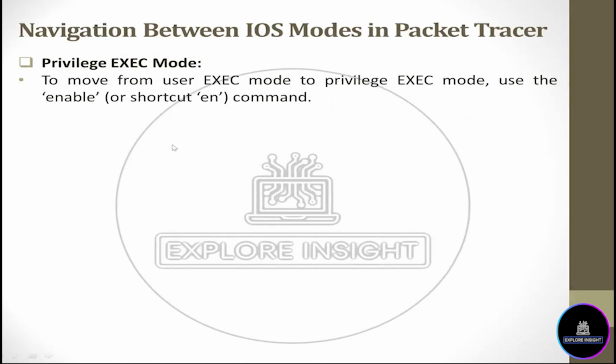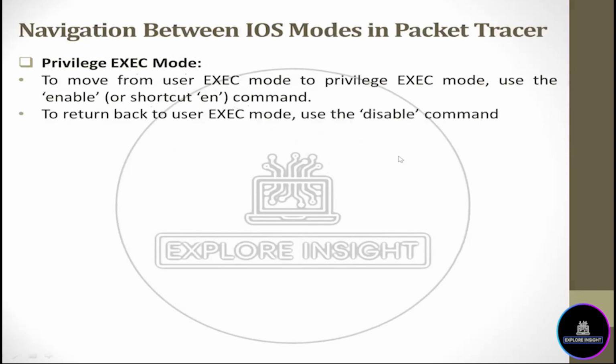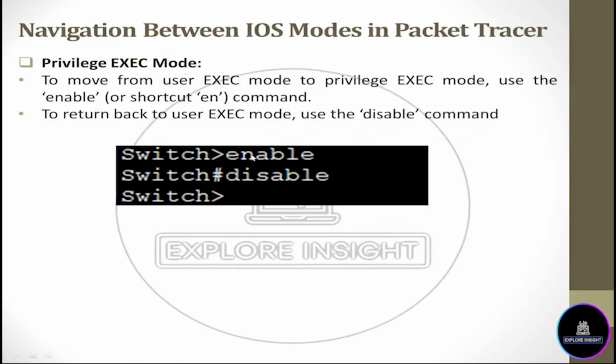Now, since we are in privilege exec mode with this command, how do we go back to the user exec mode? To go back, we just use the disable command. This is literally what I was talking about. This represents the user exec mode, that's the CLI prompt. Once we type enable or en, it brings us to the privilege exec mode. Immediately you type the disable command, it brings you back to the user exec mode.